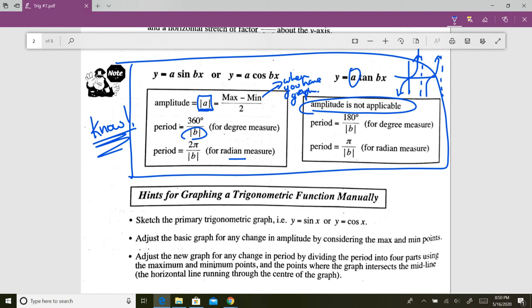The period, remember the period of a tan graph is 180 degrees, right? So it's 180 divided by b, or pi over b. That is the main difference. When you're doing tan, 180 over b, or pi over b. When you're doing sine, 360, or 2 pi divided by b, all right?